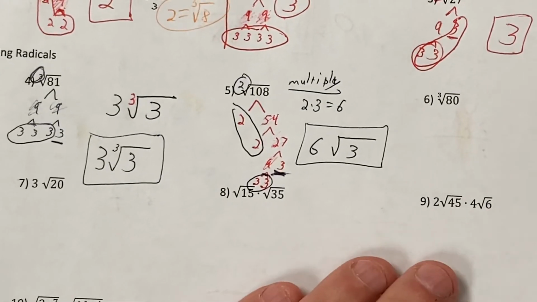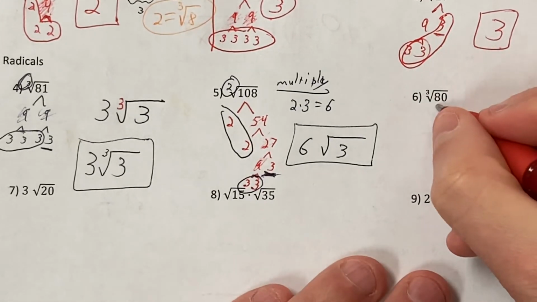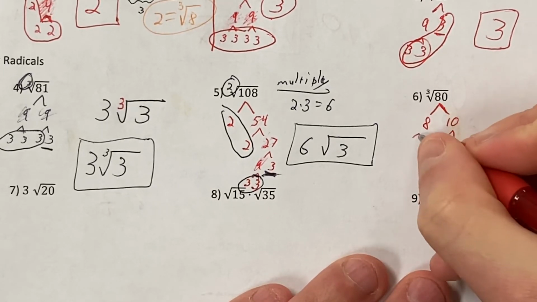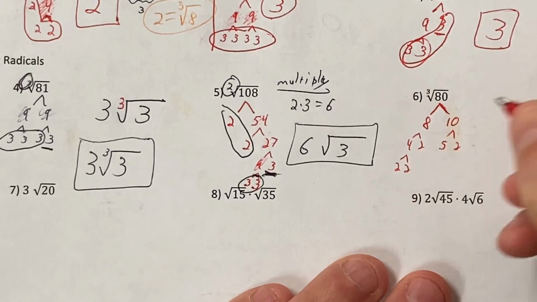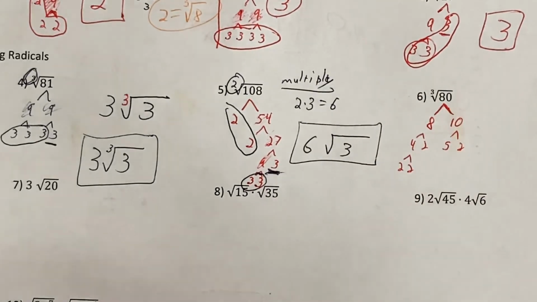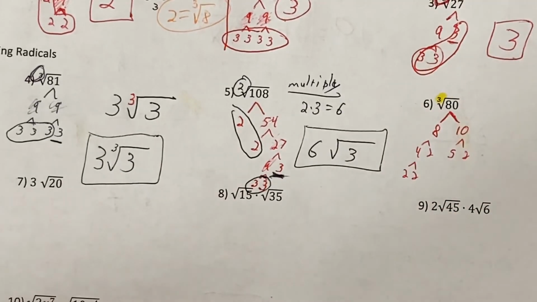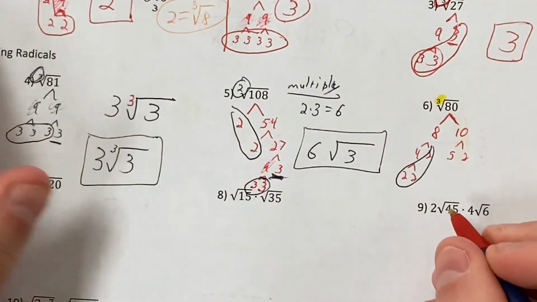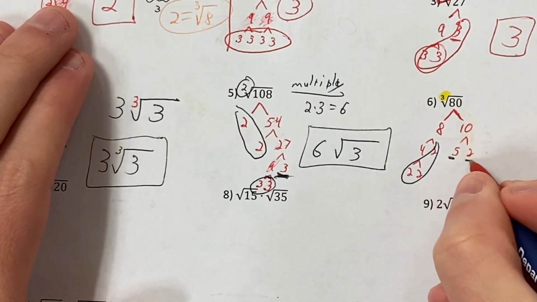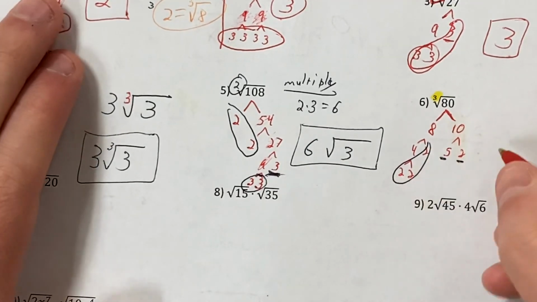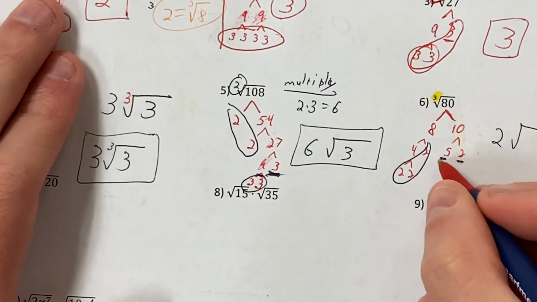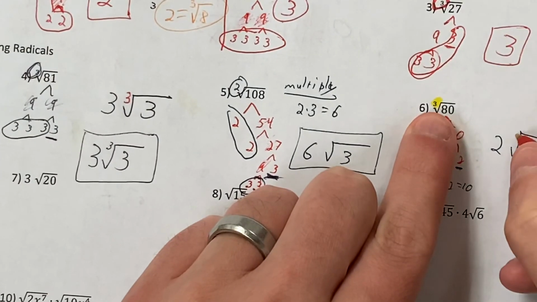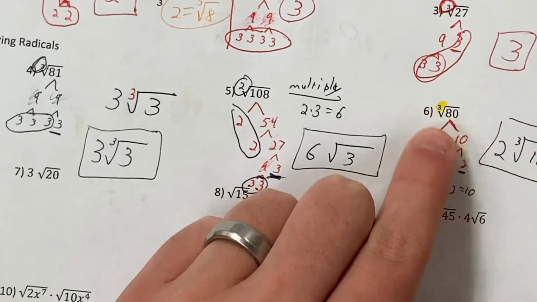All right, I'll do one more. Pause and see if you can do it. I'm going to do 8 and 10. 5 and 2, 4 and 2, 2 and 2. I'm going to look for 3 of a kind. I got triplets of 2 there, leftover 5 and a leftover 2. So the 2 can go on the outside, but I have a leftover 5 and a 2, which is going to make 10. And then since it's a third root, this has to stay a third root.